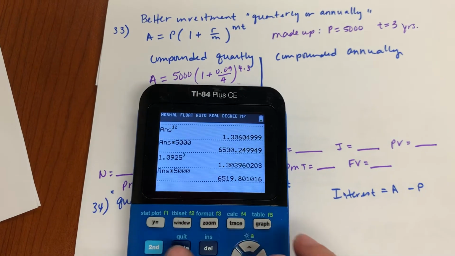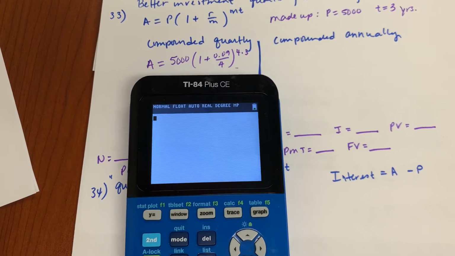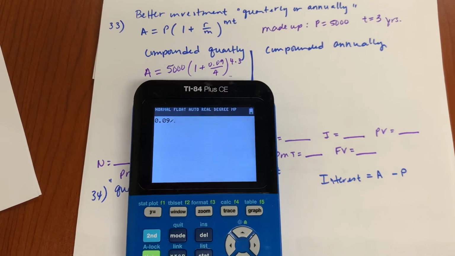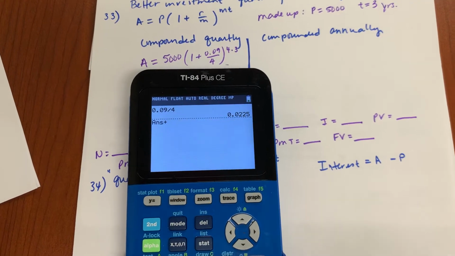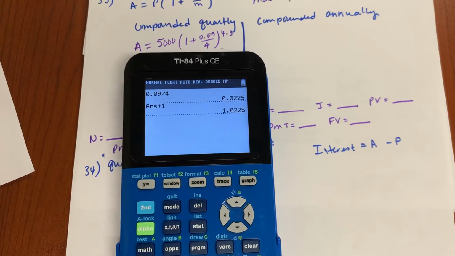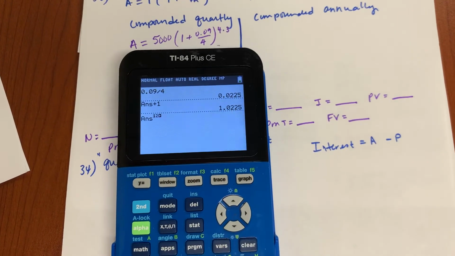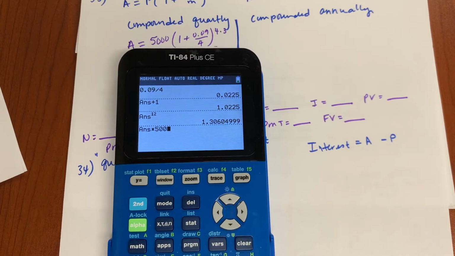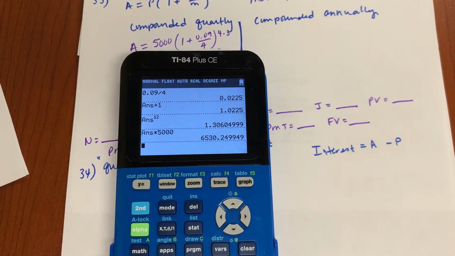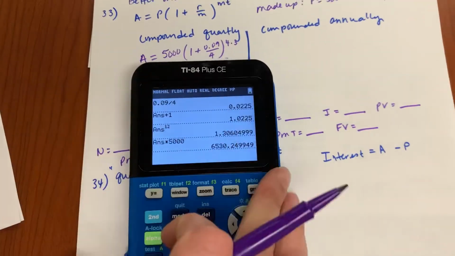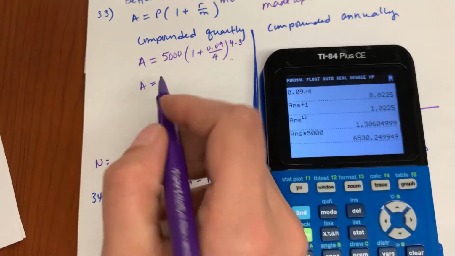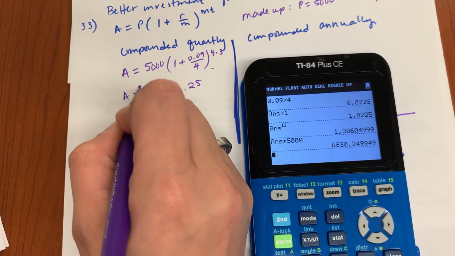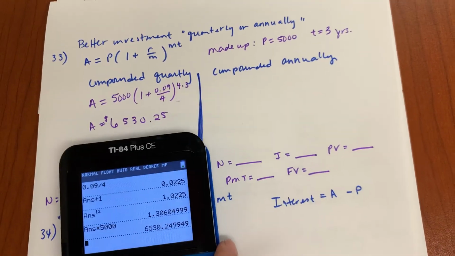Let me show you what I mean. I start off with my inside part, my fraction, 0.09 divided by 4. Then I hit plus, and it just takes the previous answer plus 1. That's the inside of the parentheses. Then I'm going to raise it to 12 because that's what 3 times 4 is, and then times that by the 5,000. I just hit enter, times 5,000, and so I get a future amount of $6,530.25.